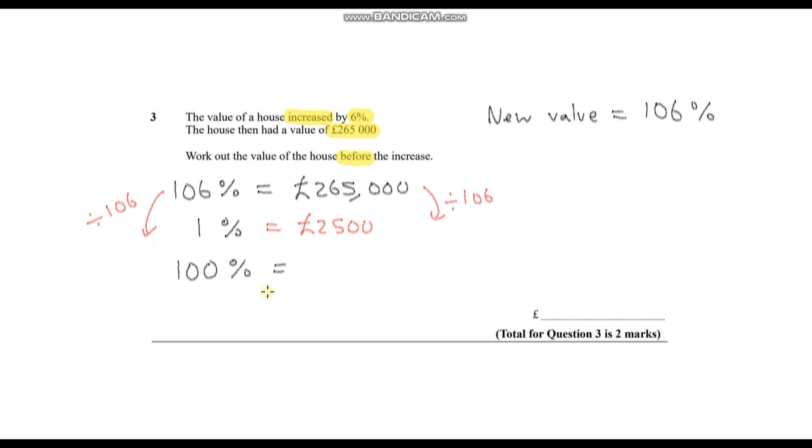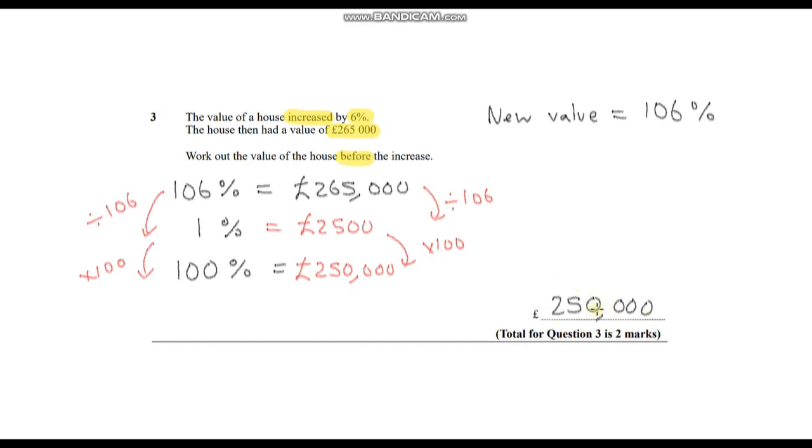£2,500. And now we can work out what 100% is. We're just going to multiply it by 100, and I don't need a calculator for this. I can see that is going to be £250,000. So that is our answer. Our answer is £250,000. And with reverse percentages, you can always check your answer.